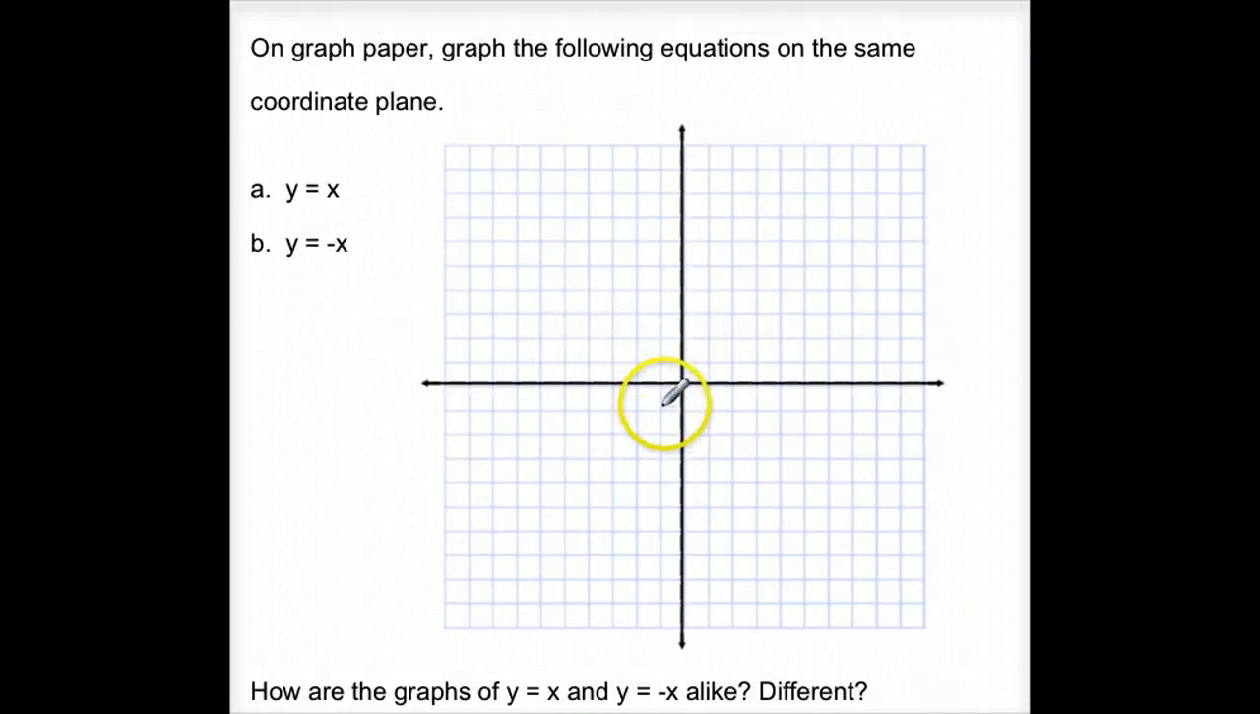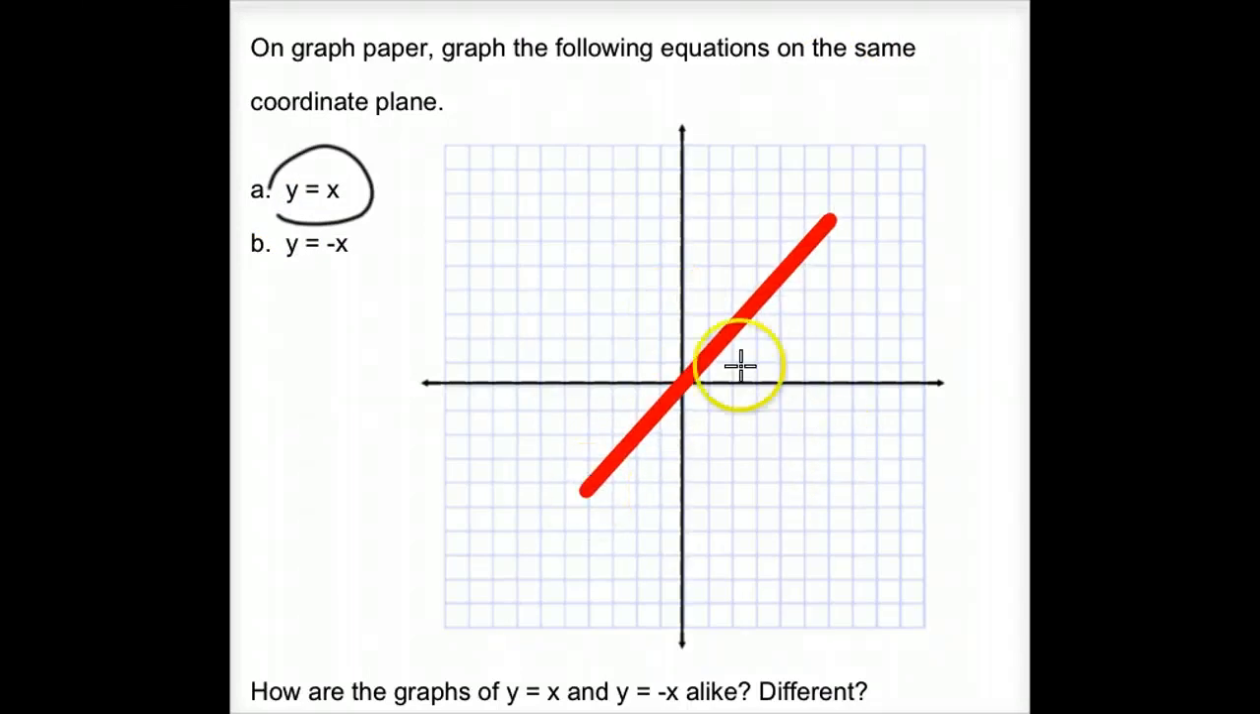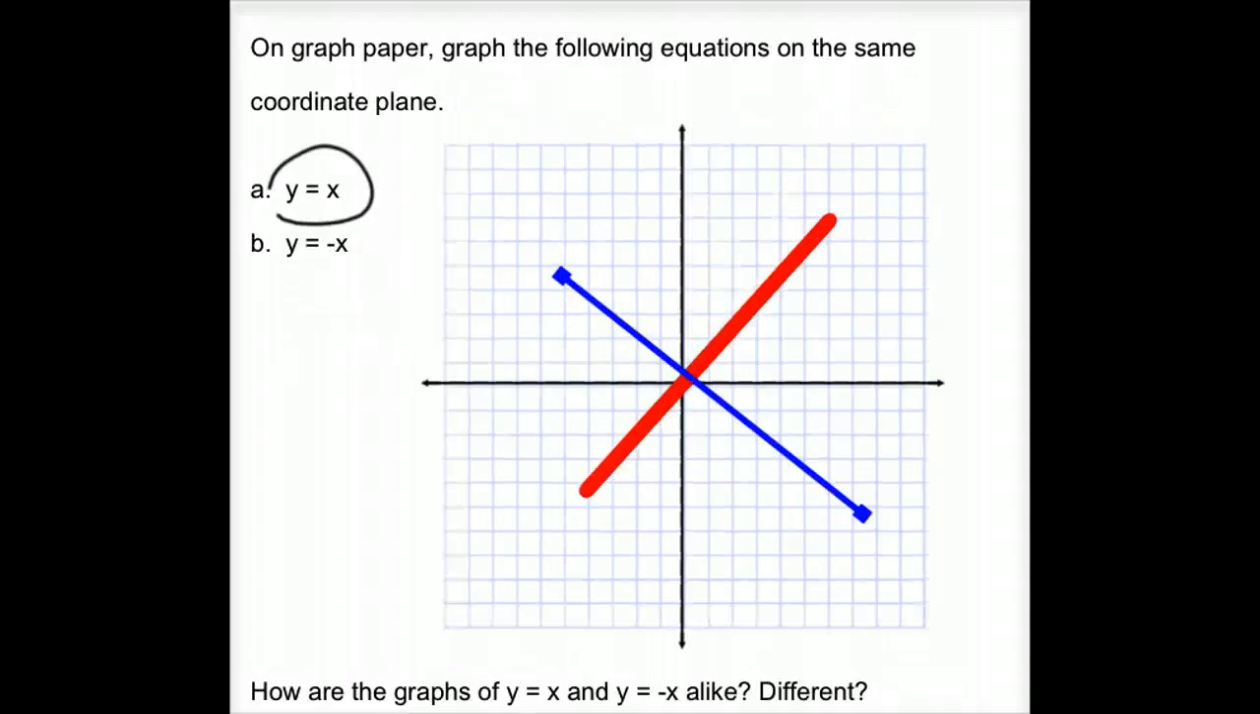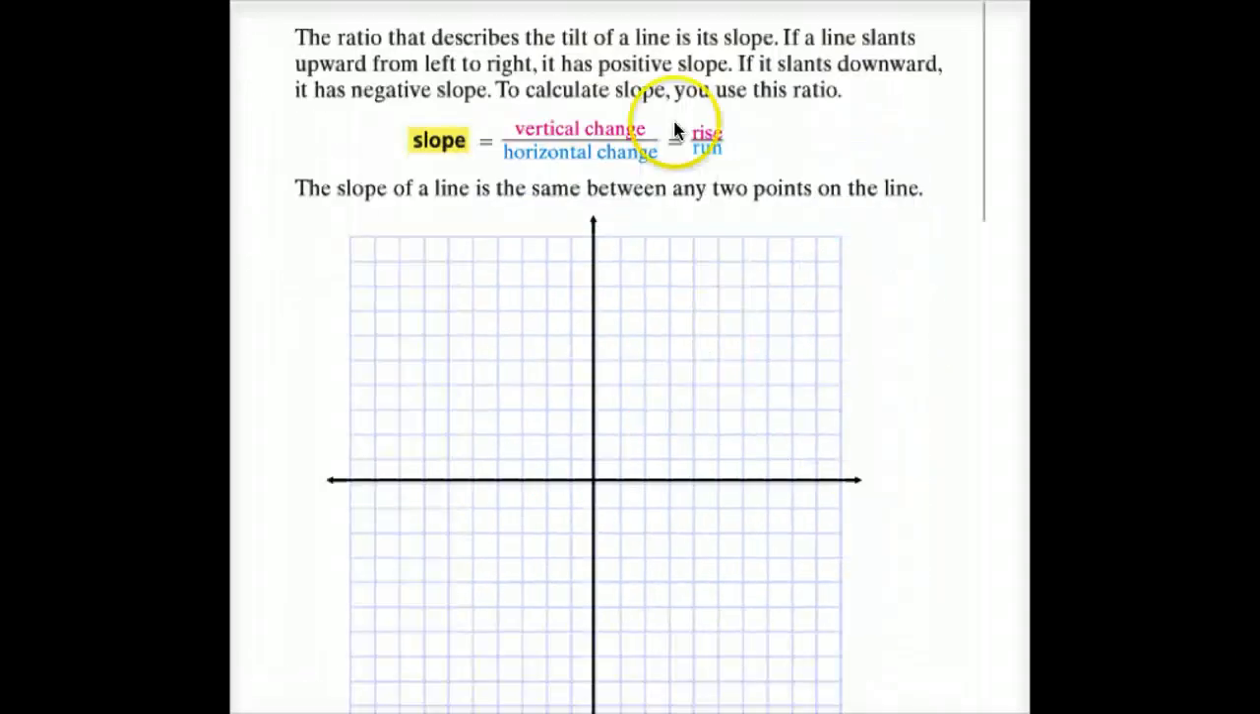Alright, here's one more example. Y equals x. Again, we've already graphed this one. This one looks like this. Y equals negative x is something like this. Now they're different in the direction that they go. The red line goes up and the blue line goes down. So different steepness of a line and different direction the line goes is something we call slope.